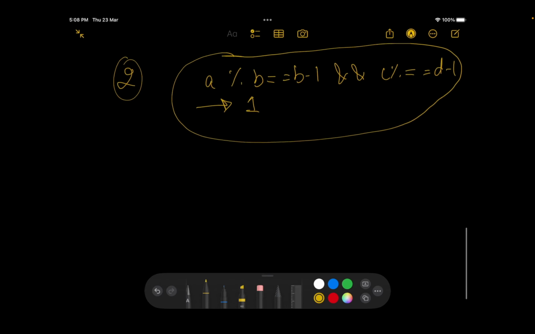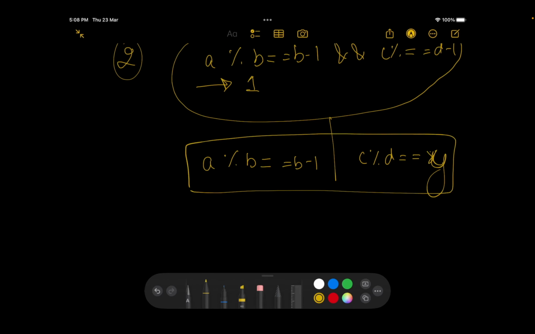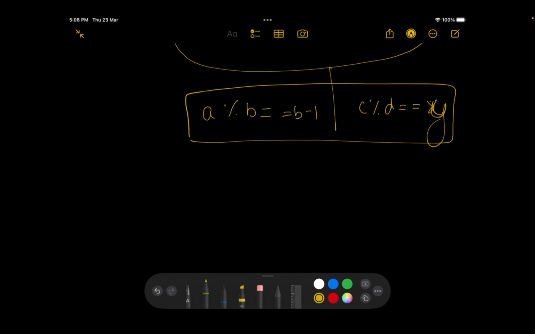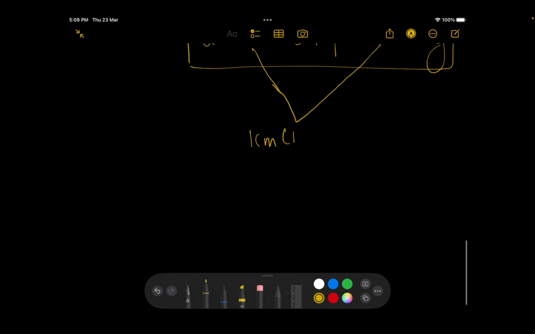Okay. What's the remaining case? The remaining case is that, let's say for a mod b the answer is b minus 1, but for the other value, that is c mod d, the answer you are getting is something else, maybe something y. In this kind of scenario, we need to find what the answer would be. Now over here the moduli we are taking are b and d. So if we take the LCM of b and d, it would have some value.